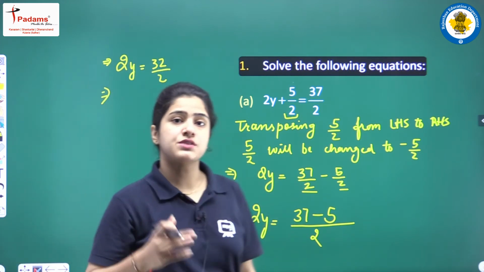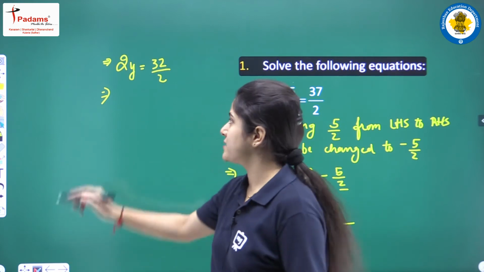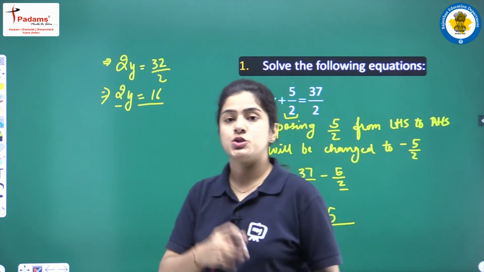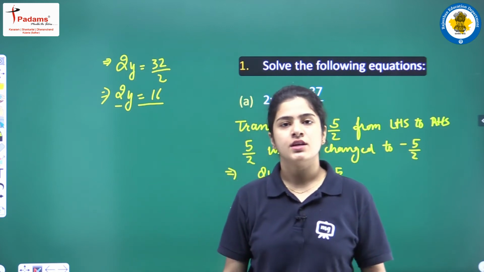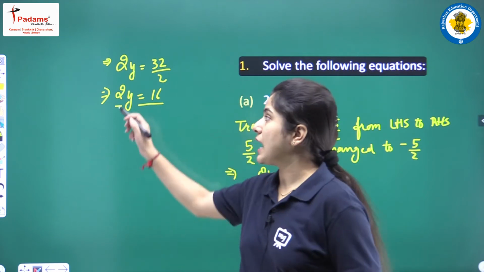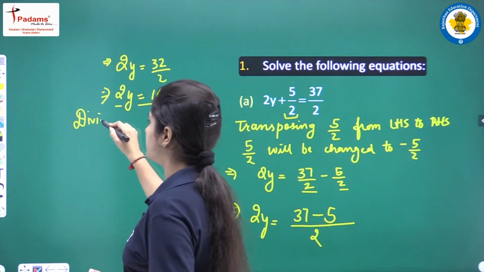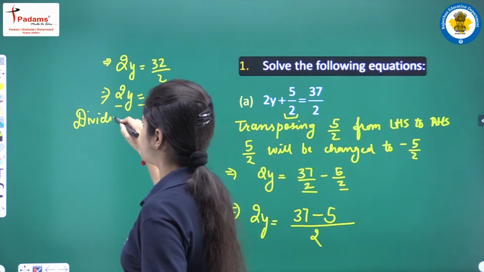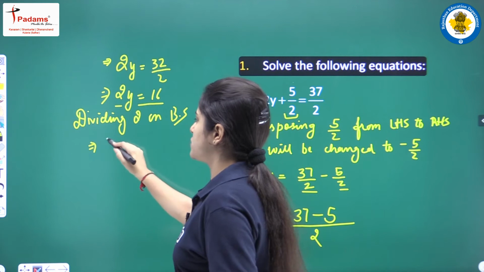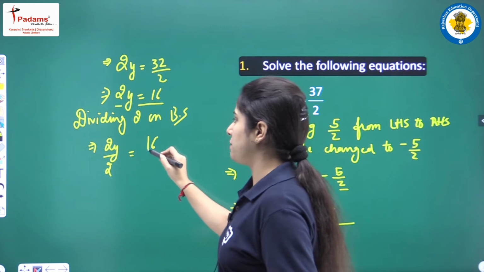Now students, 32 divided by 2 is equals to 16, as 16 into 2 is equals to 32. Okay students, so 2y is equals to 16. Clearly have a look here. 2 is in multiplication with the variable, so we need to eliminate this 2 to have the value of the variable, right? So we have to divide by 2 on both sides. So students, dividing by 2 on both sides, 2y upon 2 is equals to 16 upon 2.